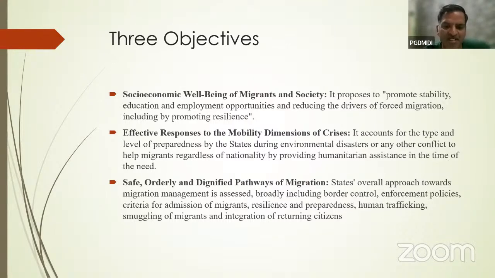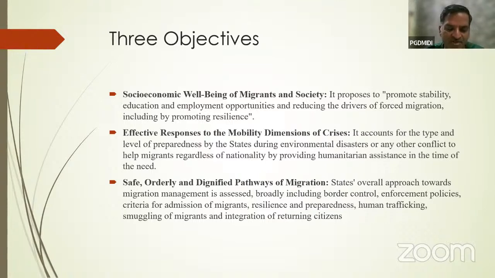Then safe, orderly, and dignified pathways of migration. This is also very important. States' overall approach towards migration management is assessed broadly, including border control, enforcement policies, criteria for admission of migrants, resilience and preparedness, human trafficking, smuggling of migrants, and integration of returning citizens. We have to take a whole range of things to manage migration properly.